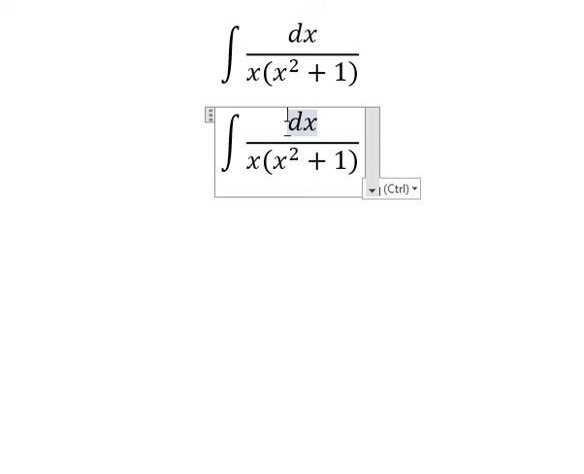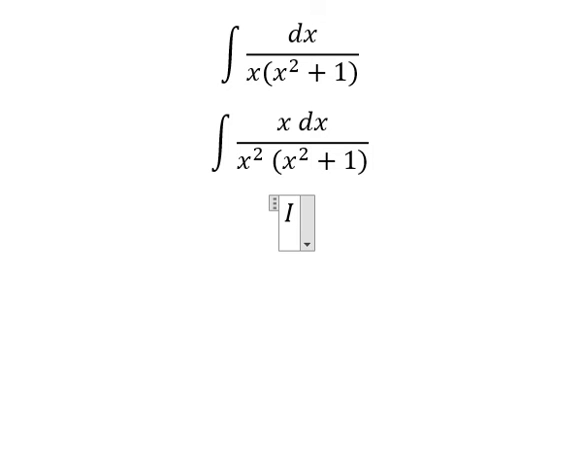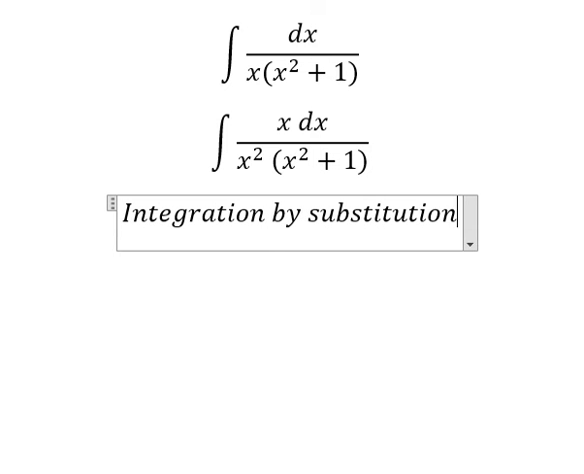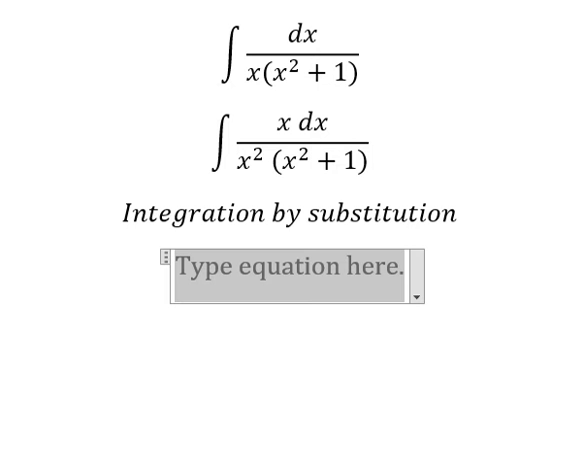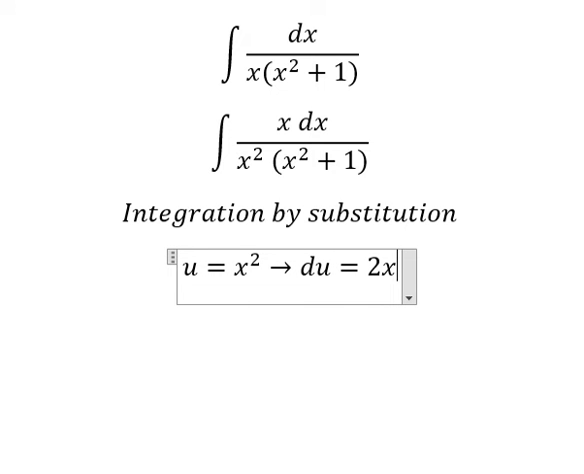We multiply by x on numerator and denominator. Next, we need to use integration by substitution. So I will put u equals x squared. After that, we need to take the first derivative of both sides, and we have to ask for dx.